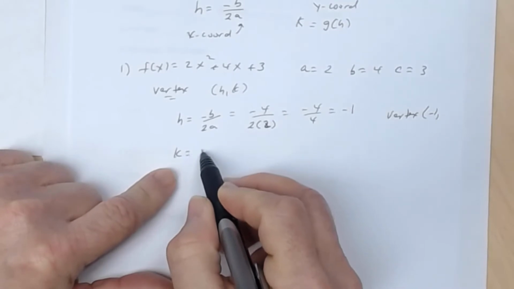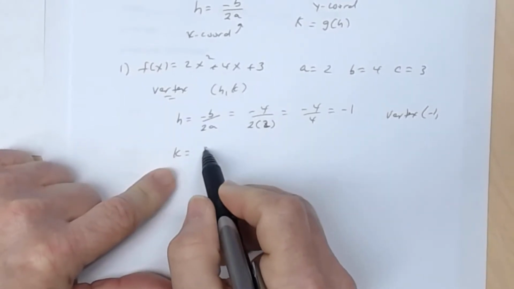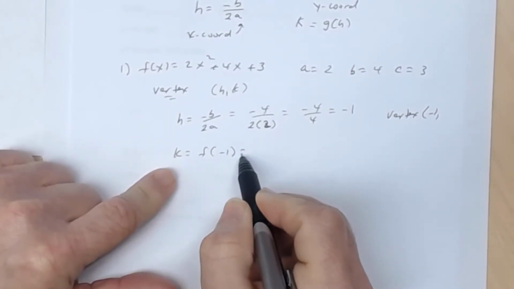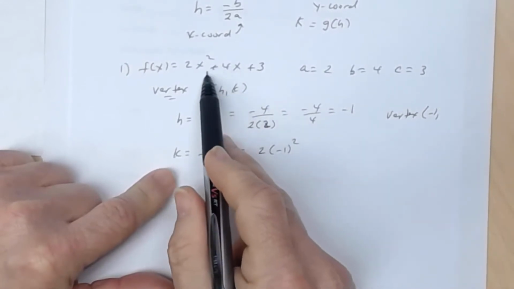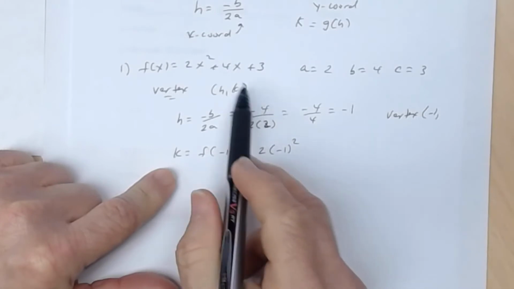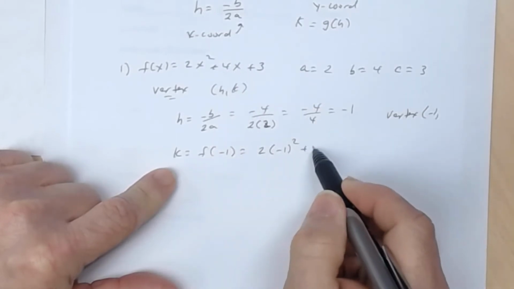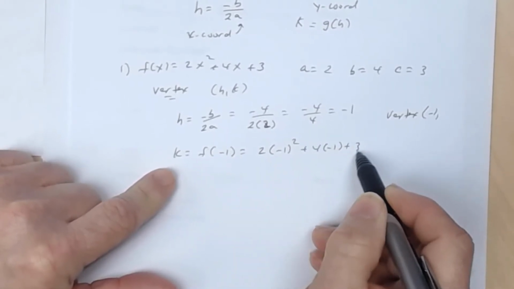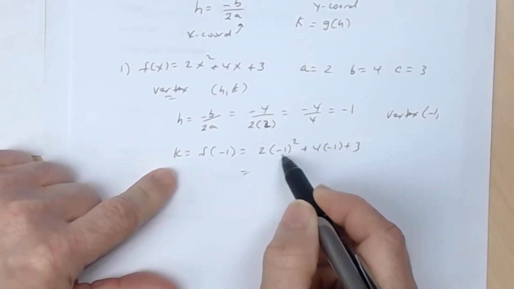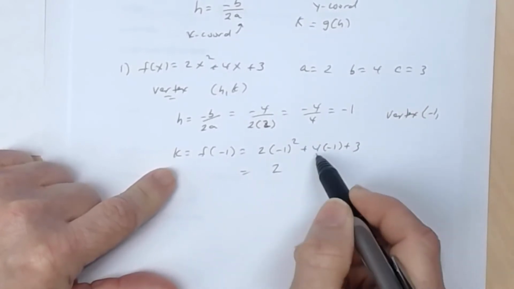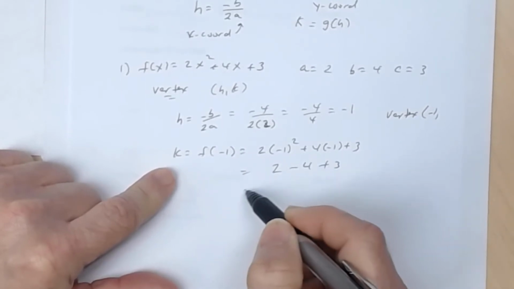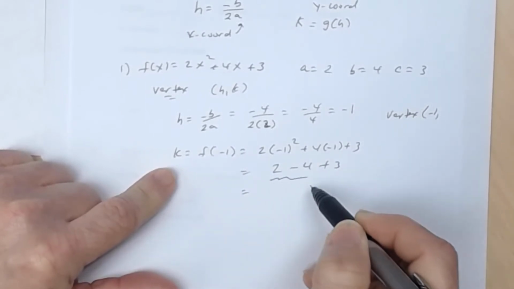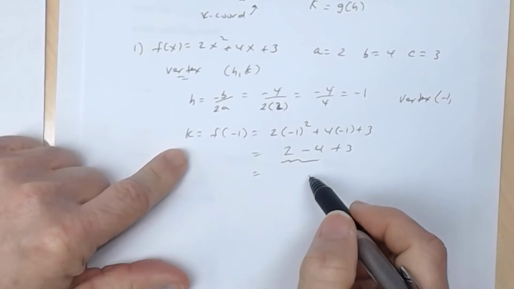So to find k, this is f, you're going to say f of negative 1. And so that becomes 2 times negative 1 squared. Where we see the variable x, you substitute negative 1, plus 4 times negative 1, plus 3. Negative 1 squared is 1. 1 times 2 is 2. 4 times negative 1 is a negative 4, plus 3. Combining like terms, I get 2 subtract 4.